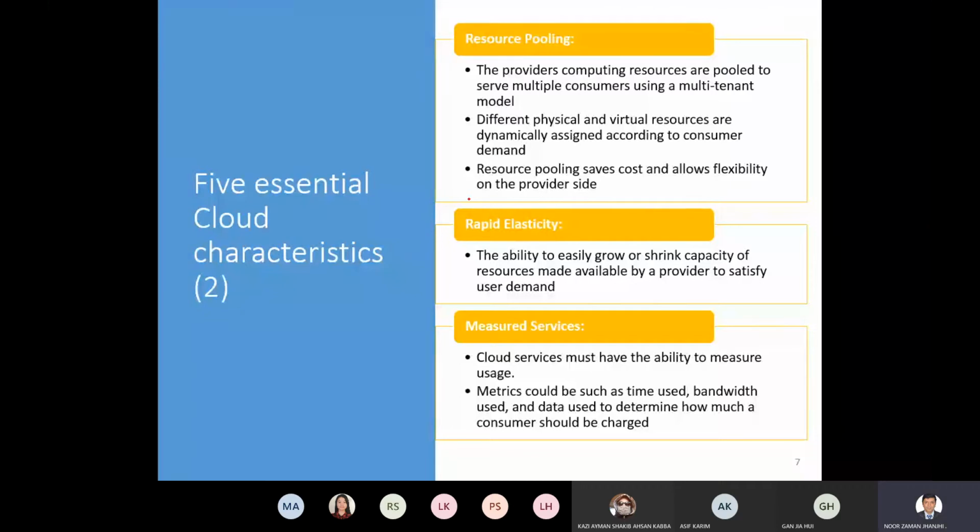It should have resource pooling. It should have a rapid approach. It should have an elastic approach, so that it can grow at the time of need and shrink at the time of need, but automatically. Not because the user requests it, but on demand and automatically. So you can see here: grow or shrink the capacity of the resources made available by a provider to satisfy the user.